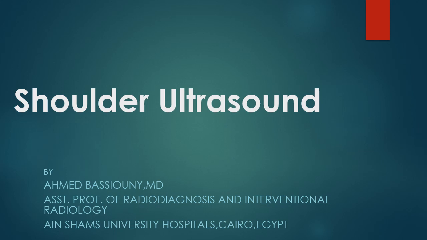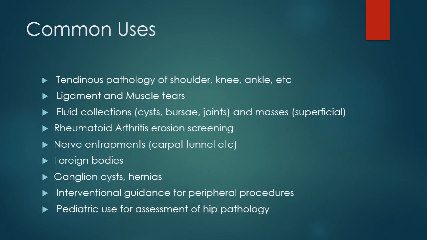In today's lecture, I'll be discussing the ultrasound of the shoulder joint, the main technique, and the most common pathologies. First of all, we've got to have a review about the common uses of the ultrasound in musculoskeletal imaging. We use the ultrasound in detection of the tendinous pathology of the shoulder, knee, ankles, and any other joint, detection of ligament and muscle tears, assessment of fluid collection and superficial masses.